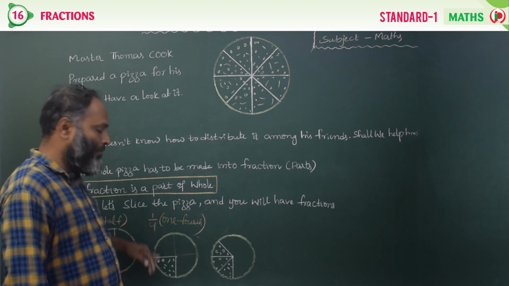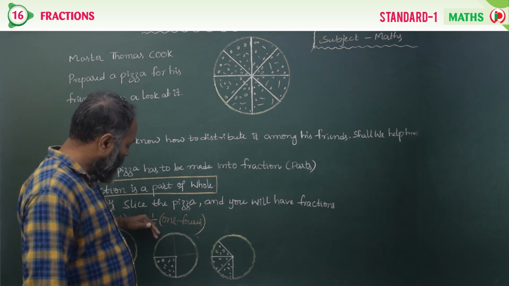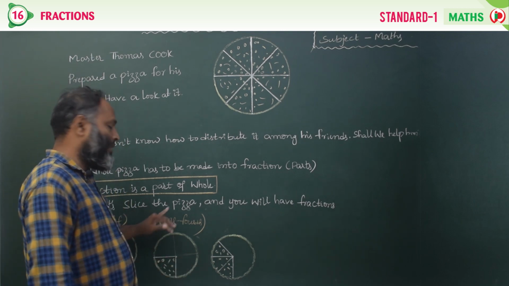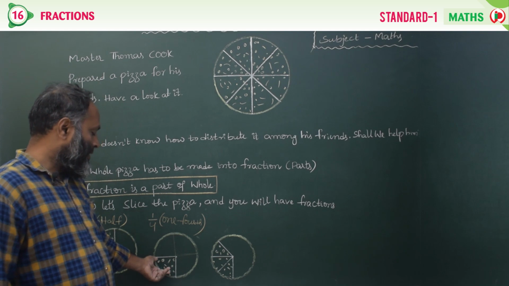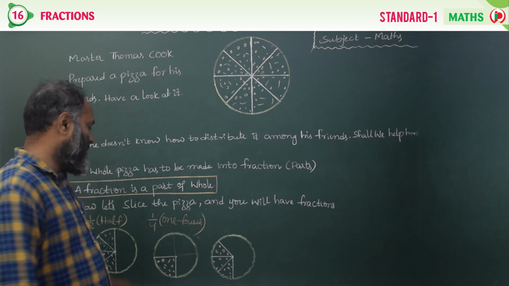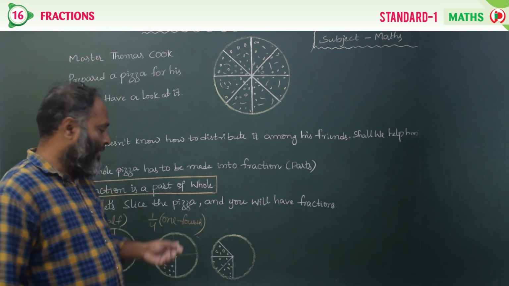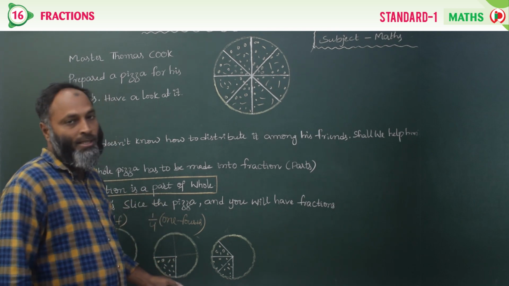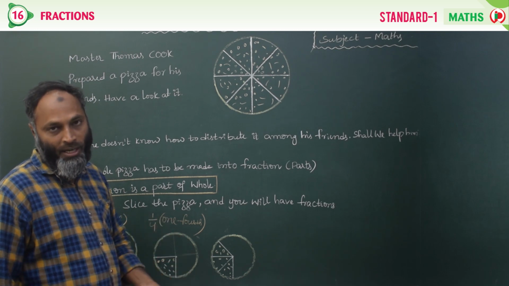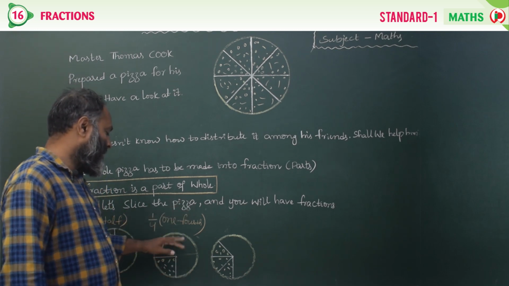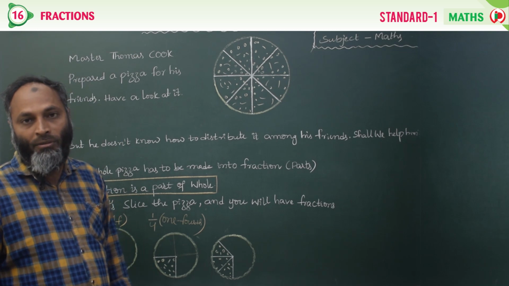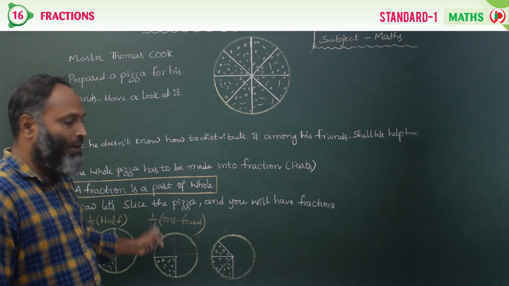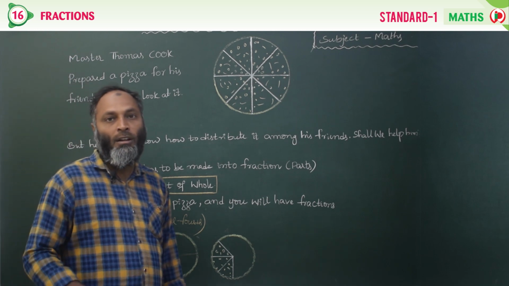The denominator is the total number of parts we should take. Then the upper side is the numerator. How many parts did we select? 1 part we selected, so that is 1. Then the selected parts by total parts: 1 part we took, 1 part we ate, whatever. So 1 by the total number of parts. Okay. So how to read 1/4 or 1 by 4?